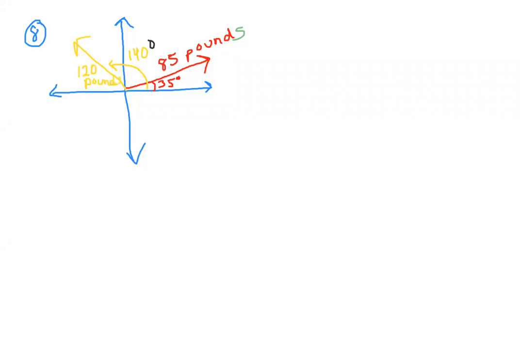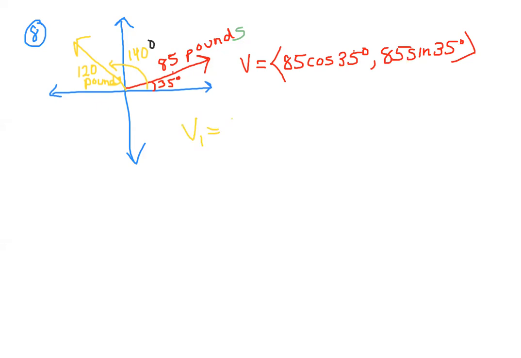Okay, so we've got to find each one separately. So let's start with the red one. The red one is going to be 85 cosine of 35, 85 sine of 35. Okay, that's the angle that they just gave you because it's with the x-axis. So there's vector 1, and then vector 2, the yellow one over here, is going to be 120. And what is our angle going to be? Our angle is going to be 140 because that's the angle it makes with the positive x-axis.